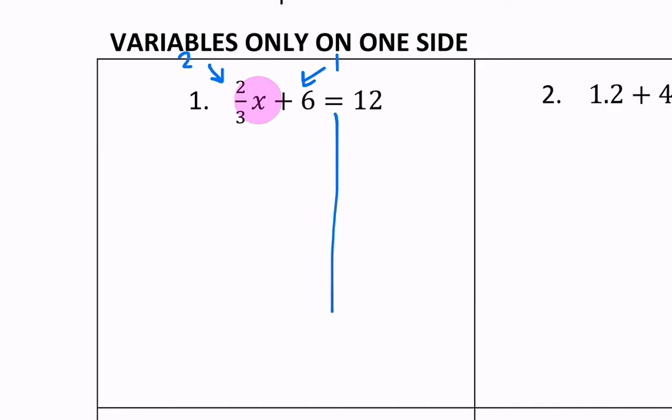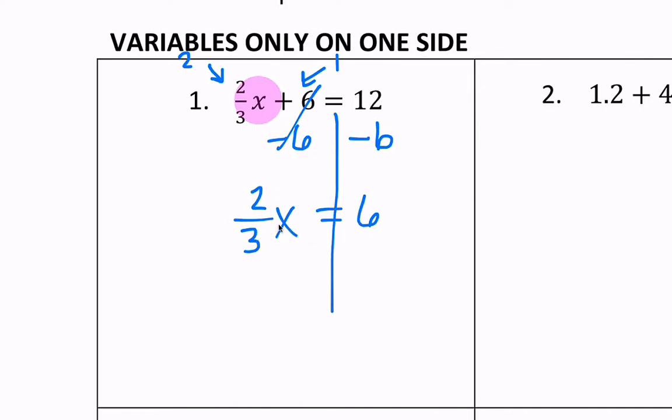Okay, remember, to get rid of something, we do the opposite. So to get rid of a +6, I do the opposite, and I'm going to do -6. What I do on one side of that line, I make sure I do to the other. A +6 and a -6 are opposite, so those cancel. So that 2/3 x will drop down. Always put your equal sign on the line. On the other side, 12 minus 6 is 6.